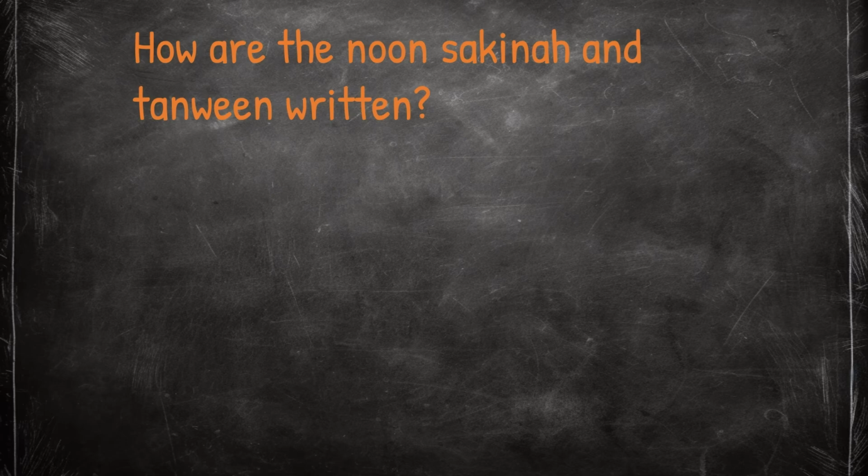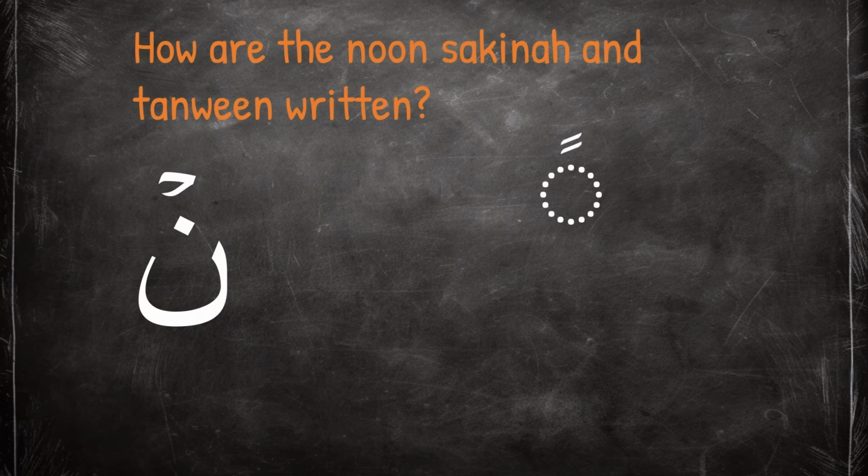Now let's know how the Noon Sakina and Tanween are written in case of Idhar. The Noon Sakina in case of Idhar is written with this hat-like sukun on the top. This is the shape of the Noon Sakina in case of Idhar. And the Tanween in case of Idhar: Tanween Fath is written as two typically parallel Fatha, Tanween Kasr as two typically parallel Kasra, and Tanween Dam as a Dhamma and its cover. This is how the Tanween and the Noon Sakina are written in the Quran in case of Idhar.